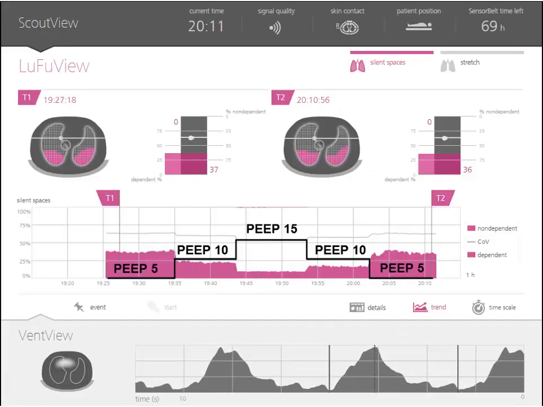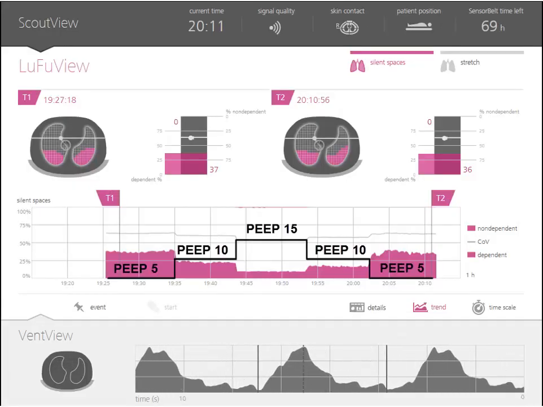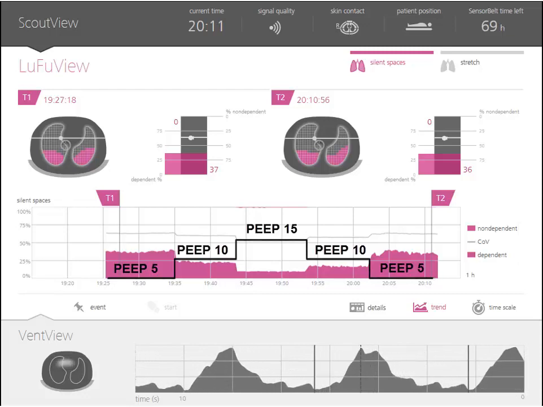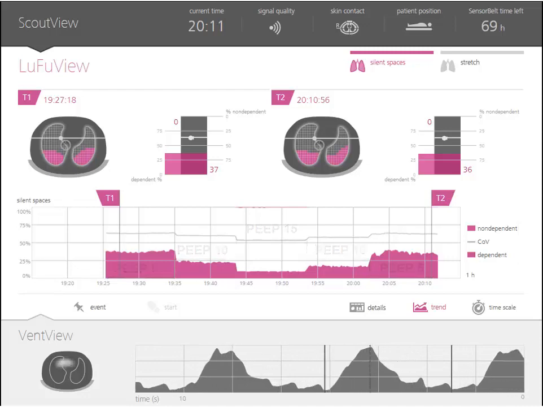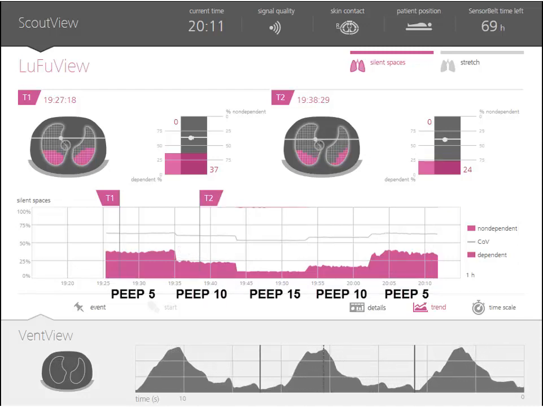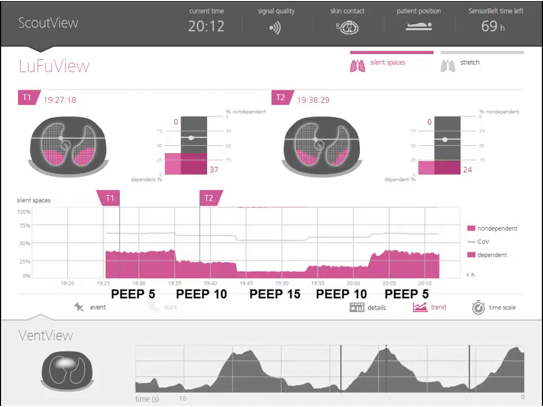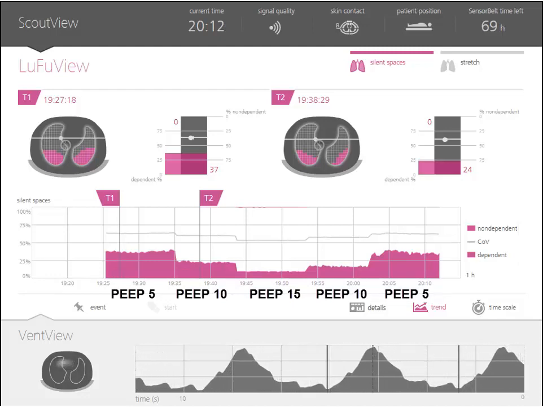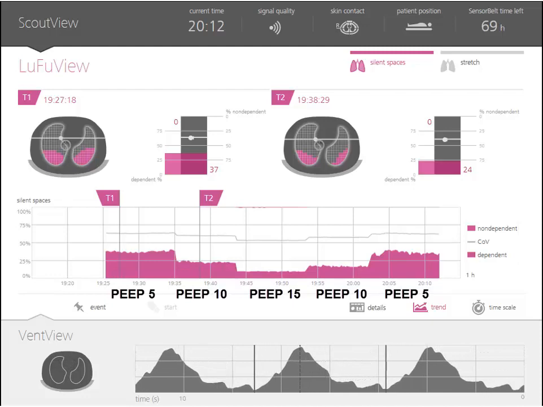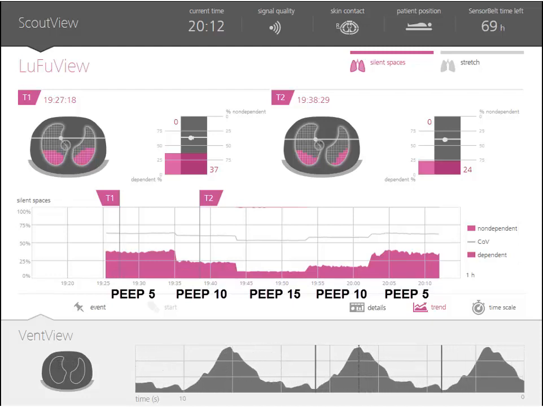Silent spaces are defined as areas within the lungs receiving little or no tidal ventilation at all. Depending on their location along the gravity vector, they are indicative of either lung collapse or overdistension. Increases in PEEP typically result in a reduction of dependent silent spaces.